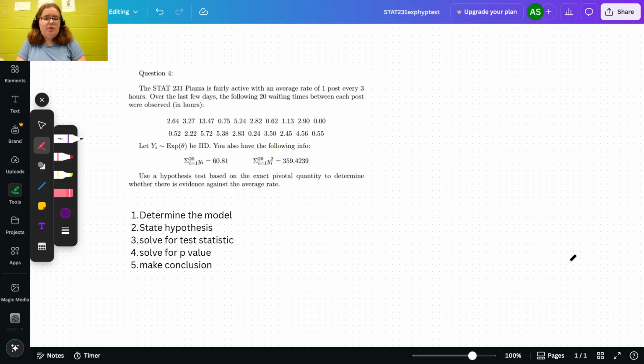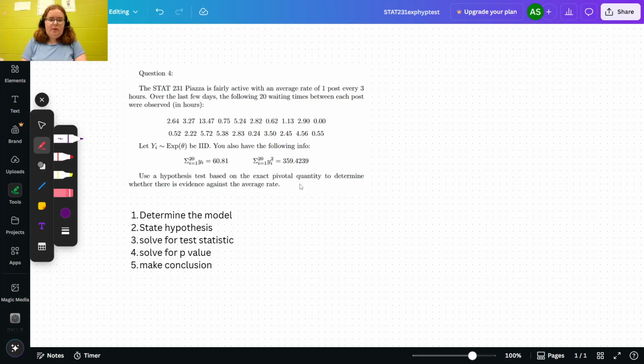We have that the Stat 231 Piazza is fairly active with an average rate of one post every 3 hours, and over the last few days, the following 20 wait times were observed, and we can see the values there. And then we have some extra information that might help us, and we want to use a hypothesis test based on the exact pivotal quantity to determine whether there's evidence against the average rate. So, in order to do that, as soon as we see hypothesis tests, we should be thinking of this 5-step process, and you should have it written on your cheat sheet or memorize it. But I just have it right in front of me here.